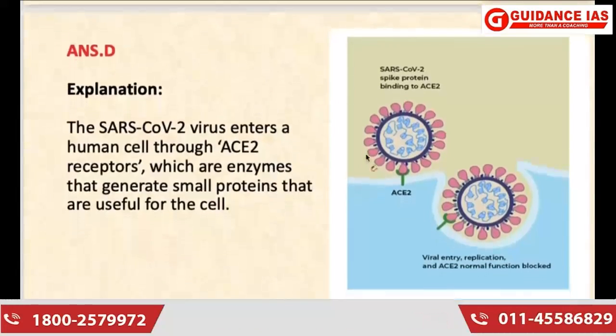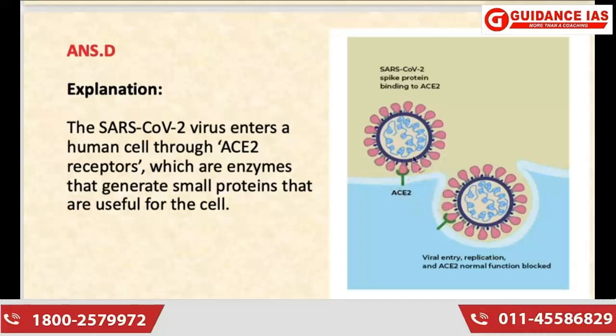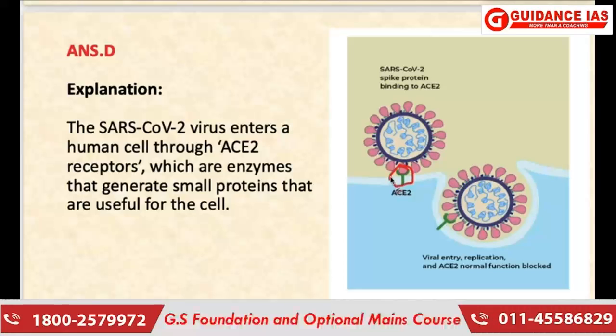Here you can see these are the ACE2 receptors, and these are the enzymes that generate small proteins that are useful for the cells, और इन्हीं के through the virus enters the human body. This is the virus, this is the body, and this is that receptor, the ACE2 receptor. That is why it was in the news so much while the corona thing was there. ये बहुत ज़्यादा news में था, ACE2 receptors, right?